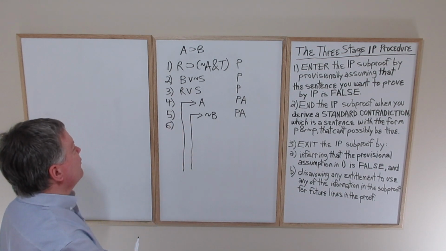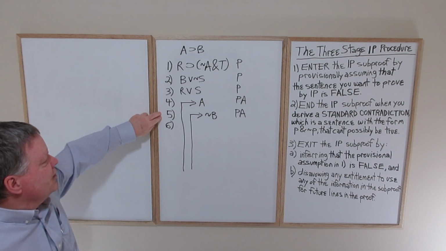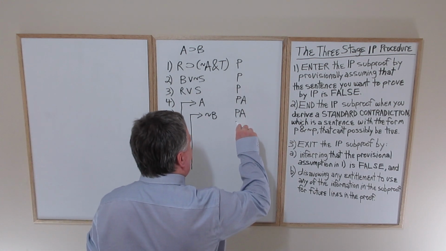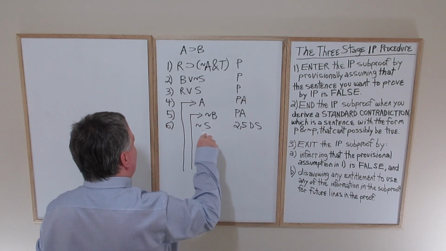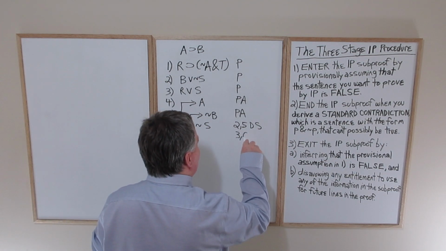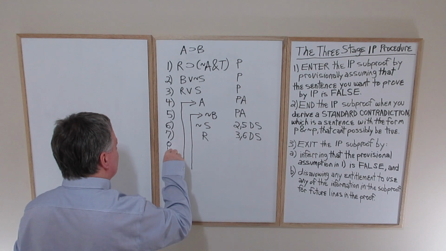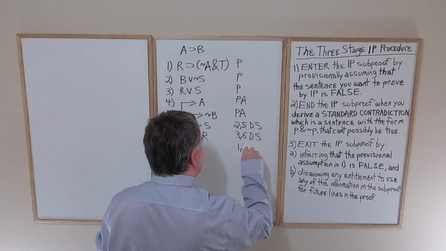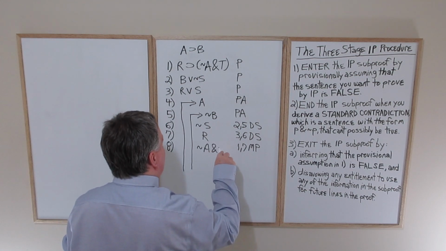So, now that we've got our original 3 premises, plus the CP provisional assumption, and the IP provisional assumption, 2-5 disjunctive syllogism will give us tilde S. 3-6 disjunctive syllogism again will give us R. 1-7 modus ponens will give us tilde A and T.